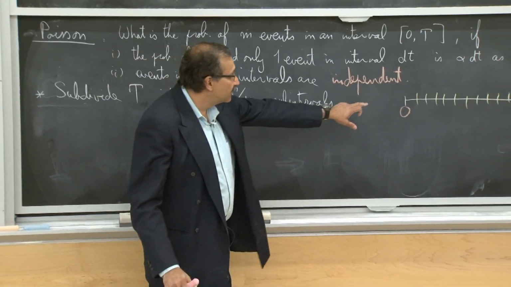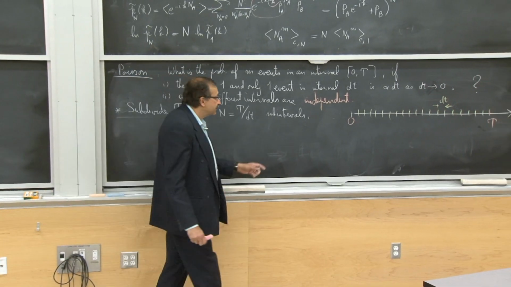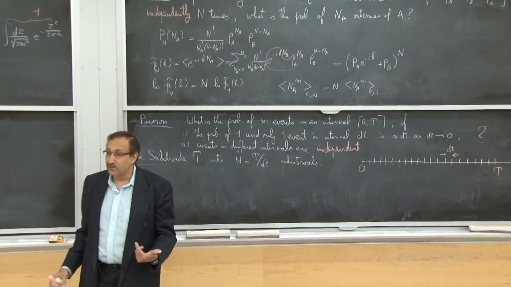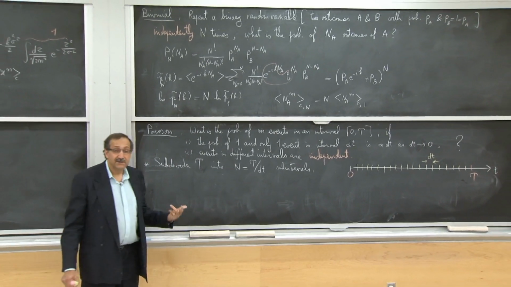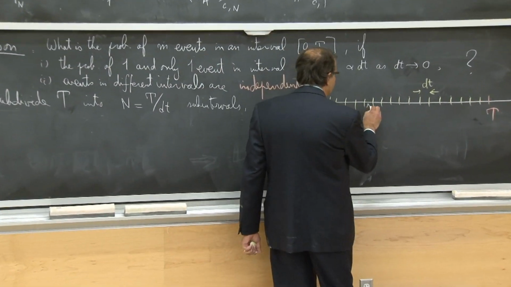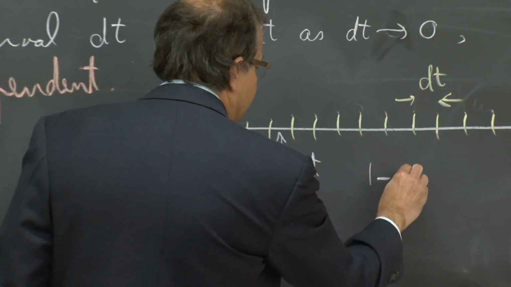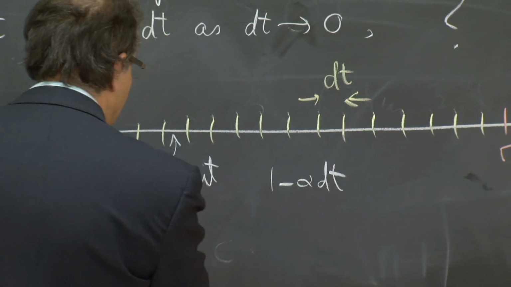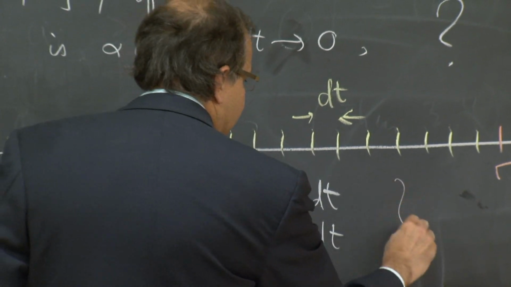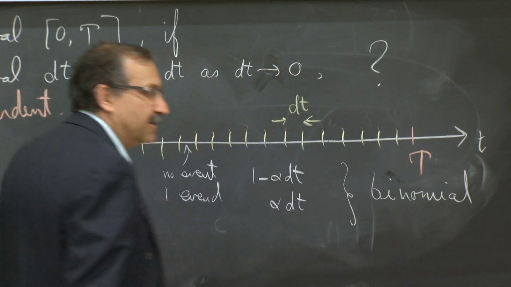And we can see that this problem now became identical to that problem, because each one of these intervals has two possible outcomes. Nothing happens with probability 1 minus alpha dt. Something happens with probability alpha dt. So no event with probability 1 minus alpha dt, one event with probability alpha dt. So this is a binomial process. Okay?